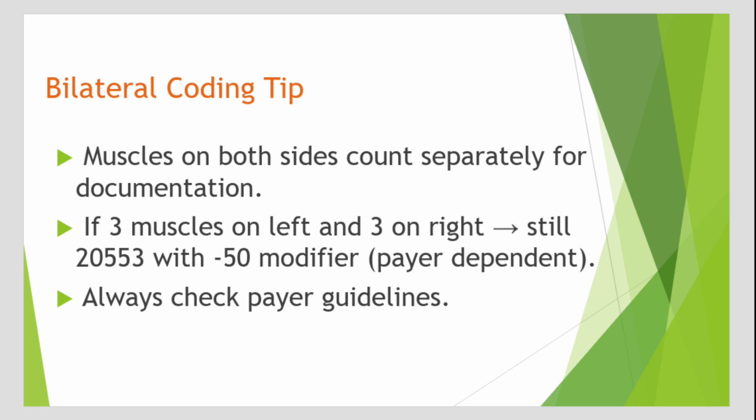Here is an important tip for bilateral injections. If they treat muscles on both the left and the right side, say three muscles on the left and three muscles on the right, you would still use 20583 and apply the bilateral modifier or 2 units depending on the payer specific guideline.